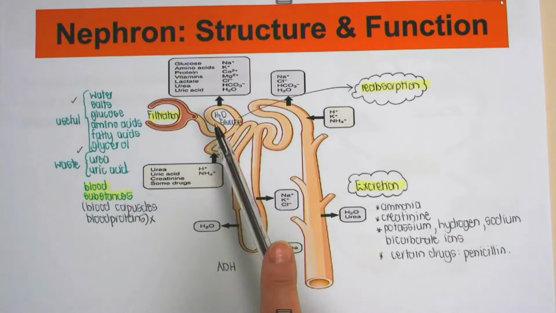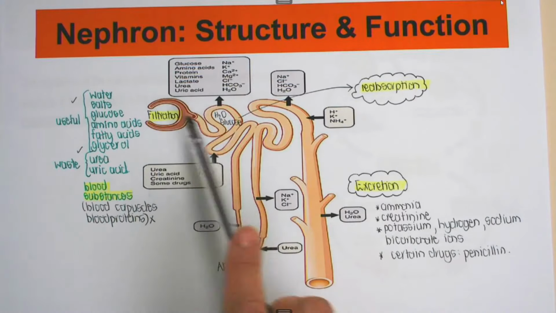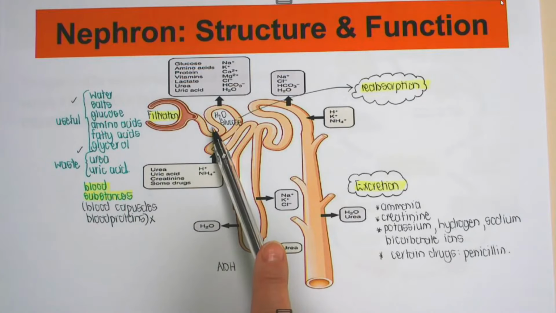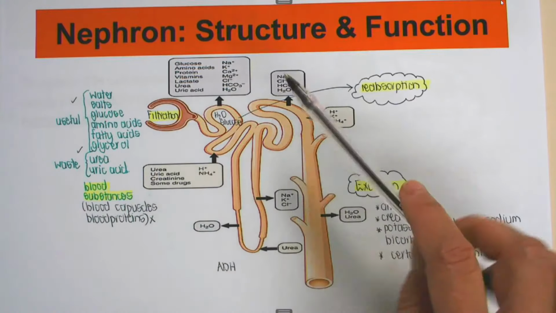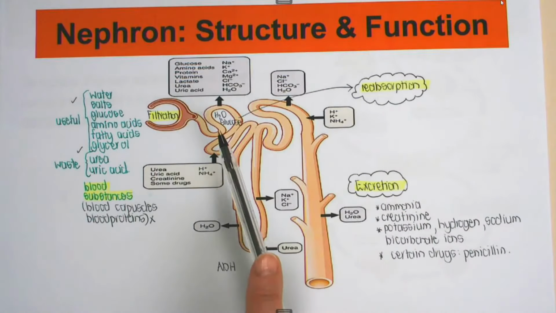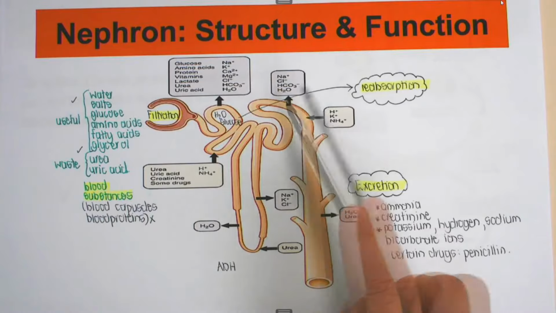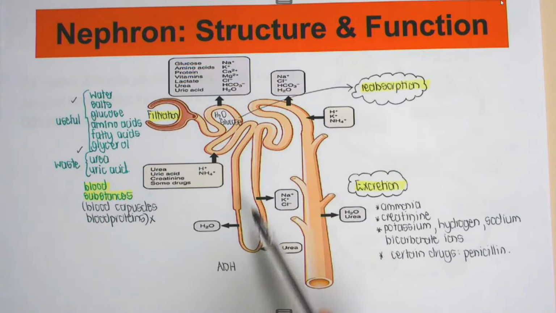There we have the proximal, in proximity, close to the Bowman's capsule, proximal convoluted tubule. There we have the loop of Henle. There we have the distal. So proximal is before the loop of Henle. Distal, distance, is the one after the loop of Henle.